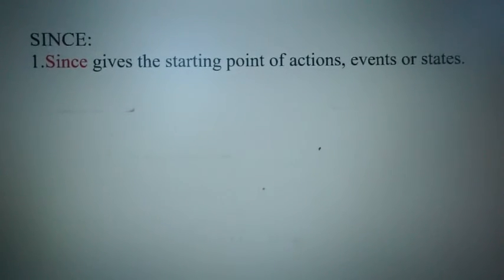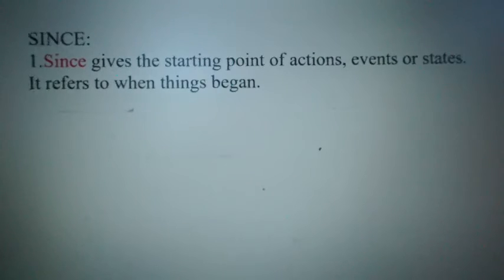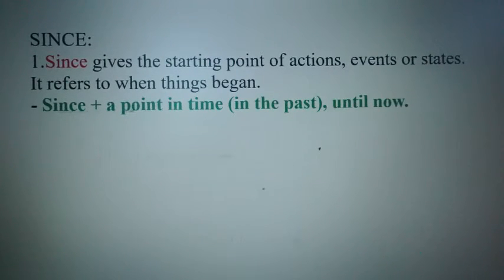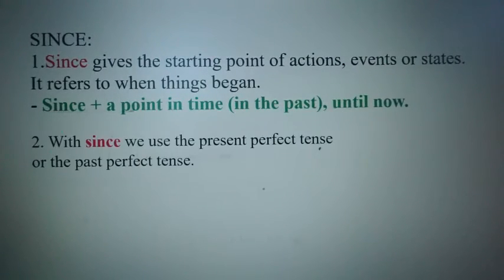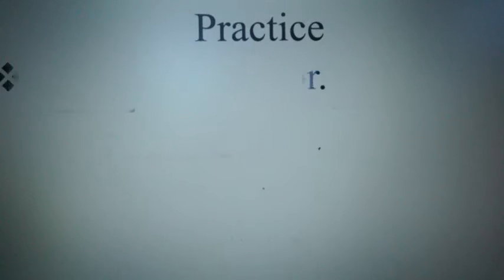Okay, so since gives the starting point of actions, events, or states, and it refers to when things began. Since plus a point in time in the past until right now, we can use the present perfect tense or the past perfect tense. And number three, since can also be used in the structure "it has been" plus a period of time plus since. Like our example: "It has been 5 years since I lived here."